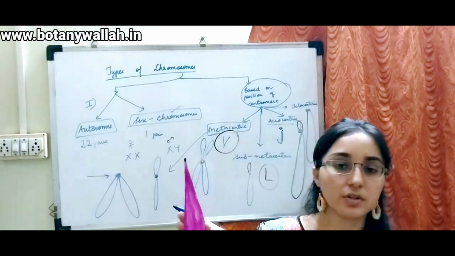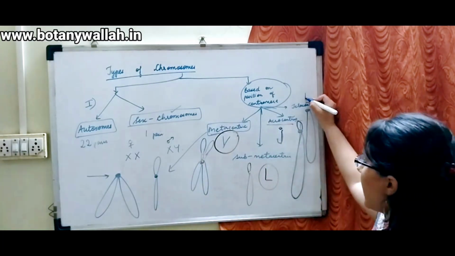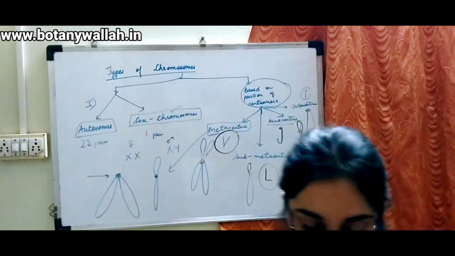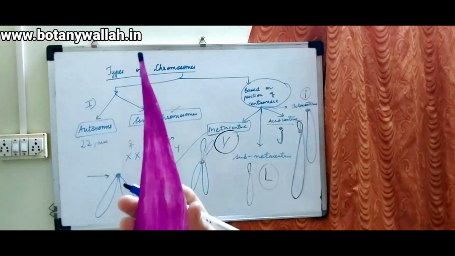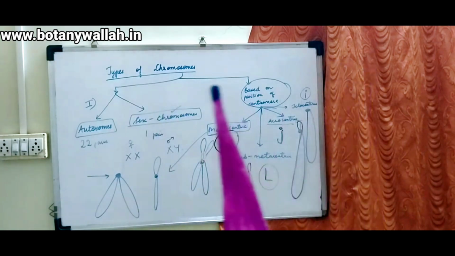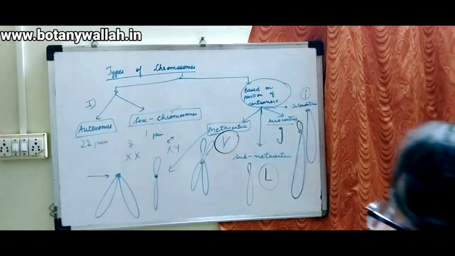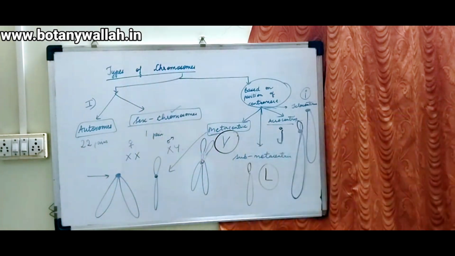So this is telocentric and it looks like an I shape. It looks like an I. If you want to see, the centromere is at the end. So this is about all the types.